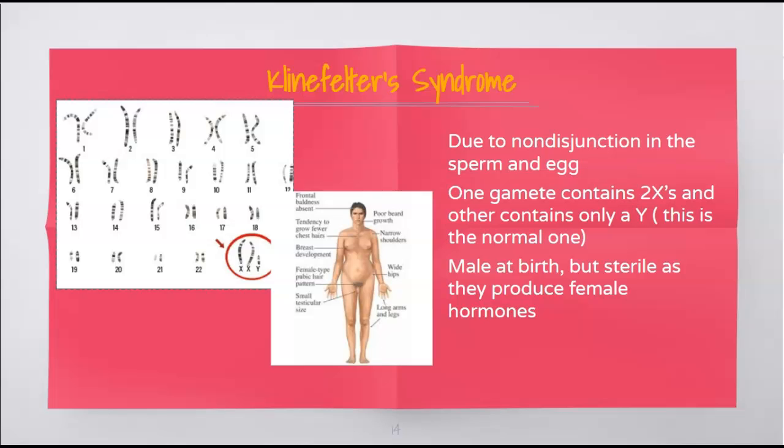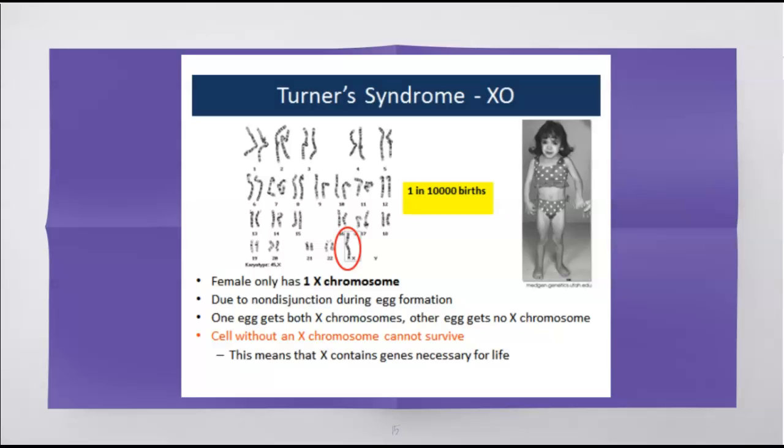So if you look at the picture given, they can grow a beard, but they have narrower shoulders like females, wider hips like females. They can develop breasts. They tend to develop some chest hair, but very little. They tend to produce female pubic hair patterns because they have female hormones. And because of the female hormones, they don't develop properly in the external genitalia. So smaller testicle size, smaller penis, okay? So that is Klinefelter syndrome.